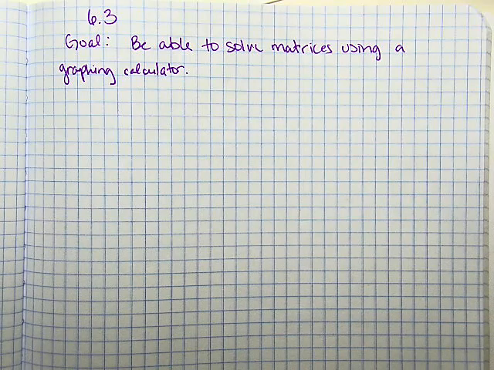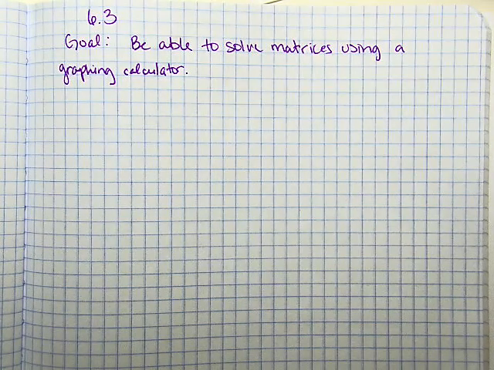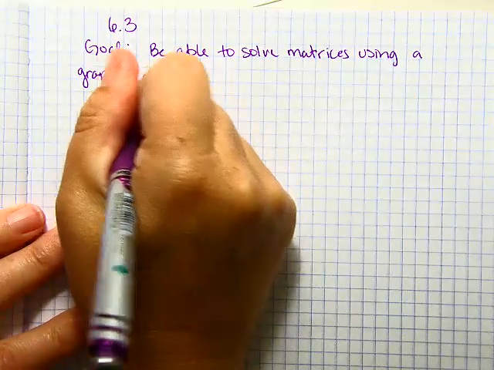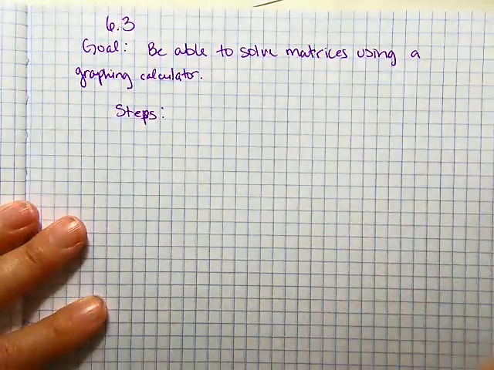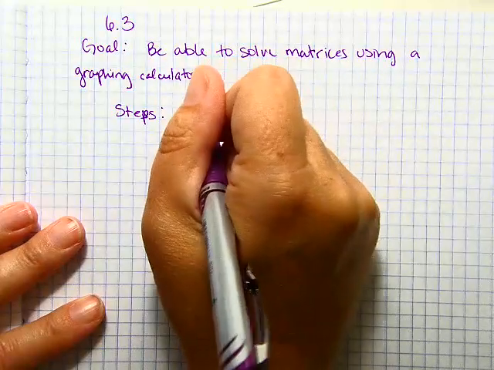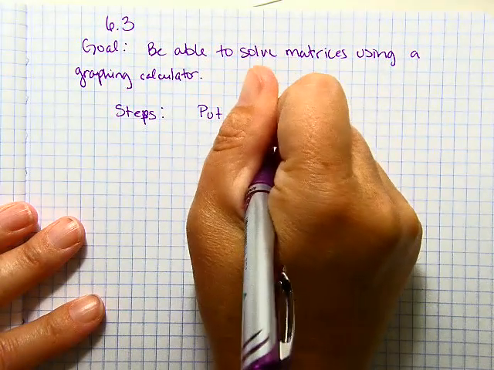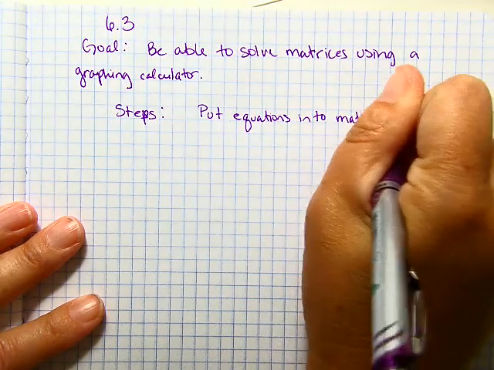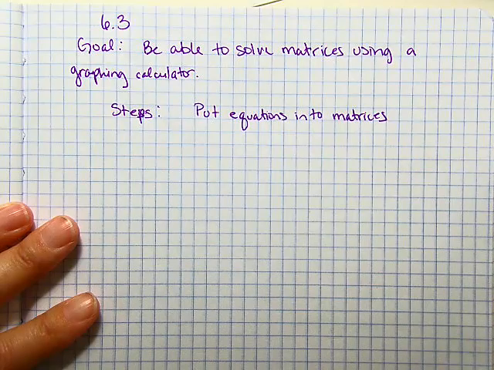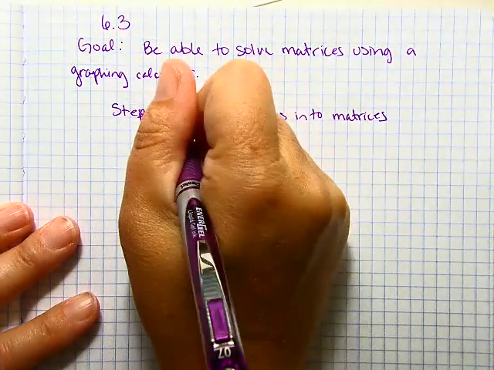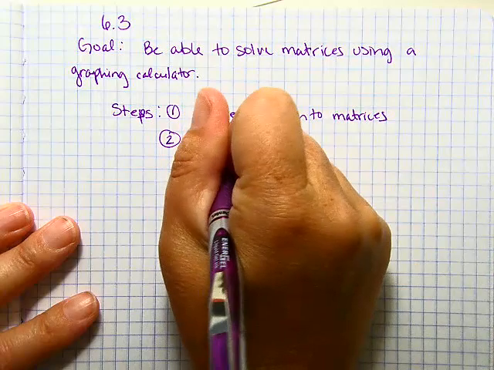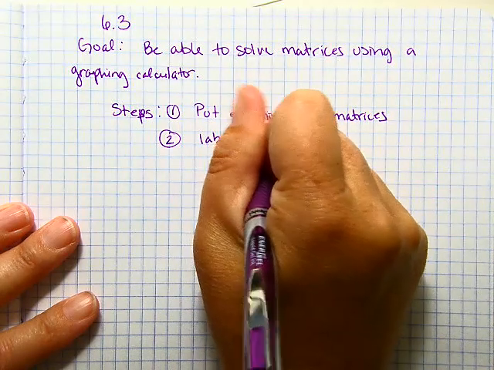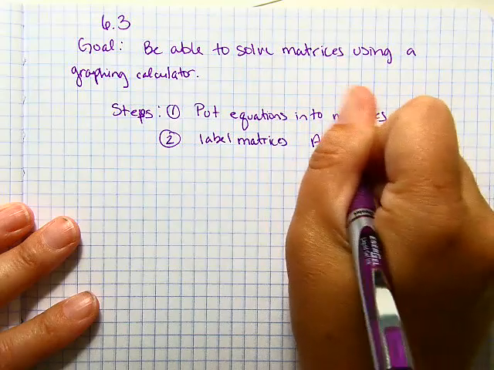But anyway, I'm going to show you on the Nspire today how to do that, and we will go from there. So I wanted to give you the steps for doing this and then kind of go through an example. So step 1, you need to put your equations into matrices. So you're going to write them as AX equals B. And then step 2, you will label your matrices with AX equals B.